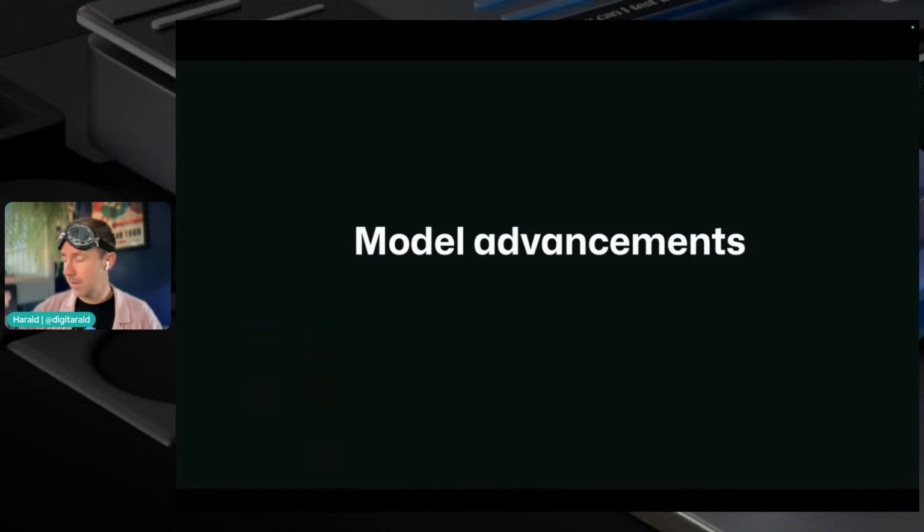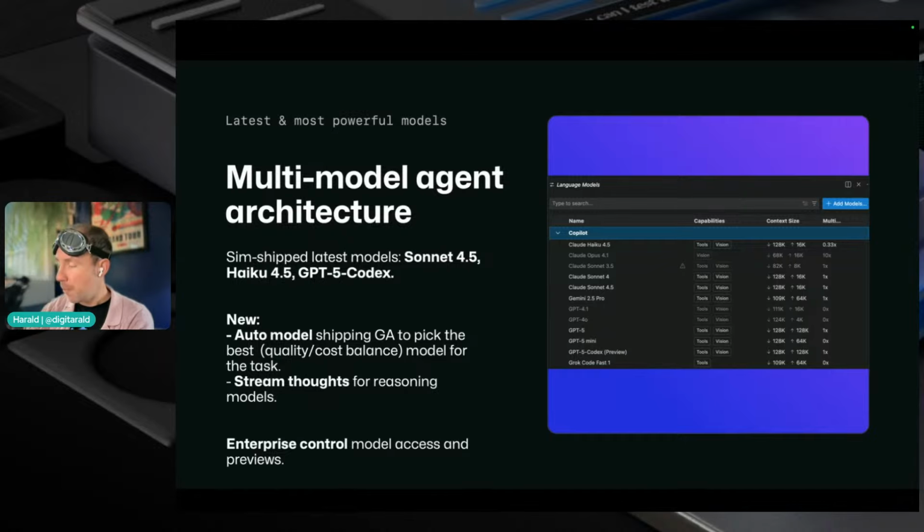So talking about model advancements, as we talked about AI, we've got to talk about models. Since the beginning, we have been very multi-model, and in the past years and months we have been constantly building out the ability to move as fast as possible on the latest models, make sure our prompts are updated, the tools are optimized, and we sim-ship those with the latest releases of Anthropic and OpenAI, with Sonnet 4.5, Haiku 4.5, Codex.